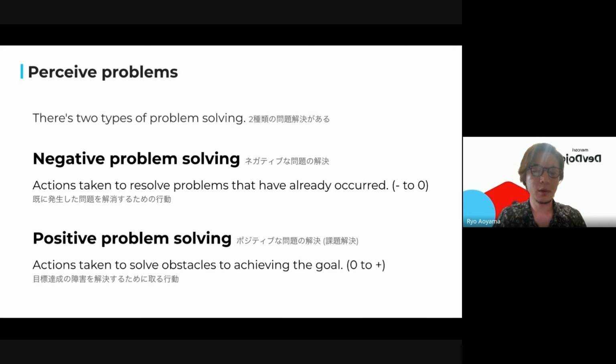One other type is positive problem solving. This is usually the way we refer to it when we say problem solving in Japanese, positive problem solving. In other words, actions taken to solve obstacles to achieving a goal. In negative problem solving, you're trying to take something from a negative state to a net positive state, but positive problem solving is trying to take it from a neutral state to a more positive state.